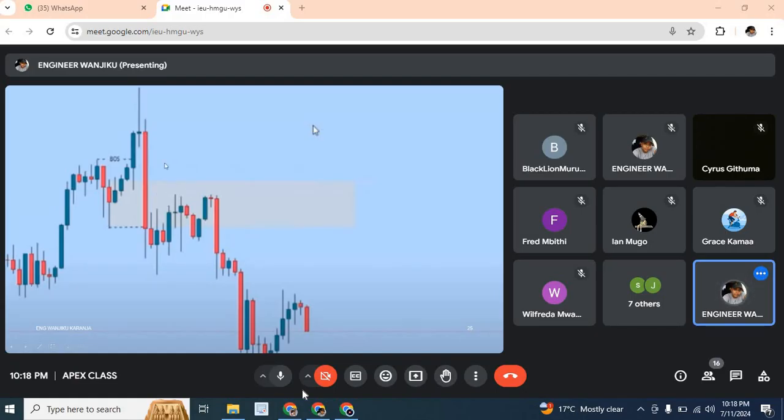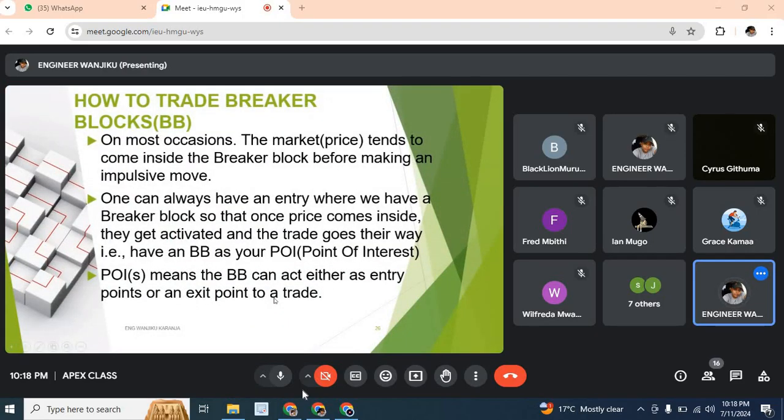2 conferences, the mitigation part, the FVG, and now the bearish breaker block. Then the market sold. So that is basically how breaker blocks are formed, or rather how they can be traded. So how do we trade breaker blocks?